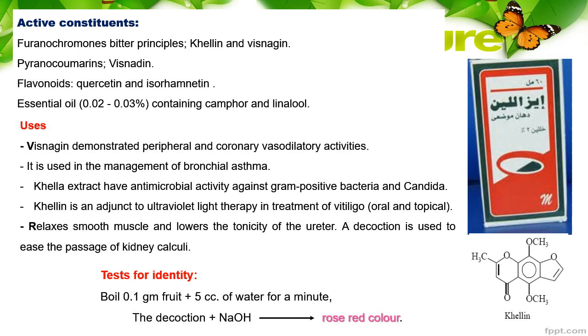Test for identity: boiling the fruit powder with water, then adding sodium hydroxide to the decoction will give a rose red color due to khellin. Also when treating the powder with potassium hydroxide or sodium hydroxide pellets, the rose red color will appear.